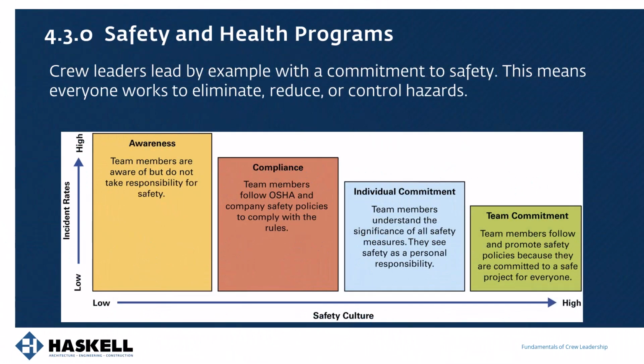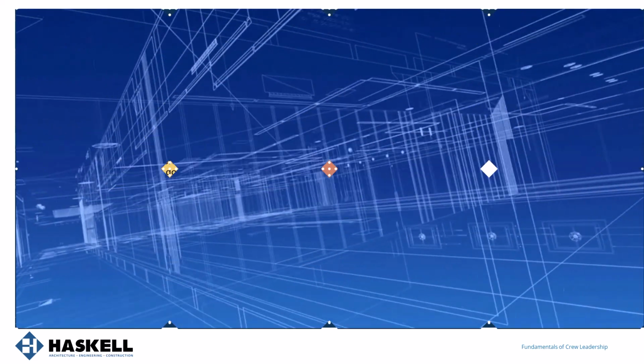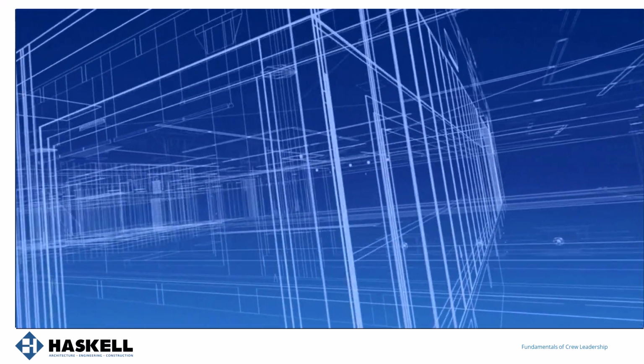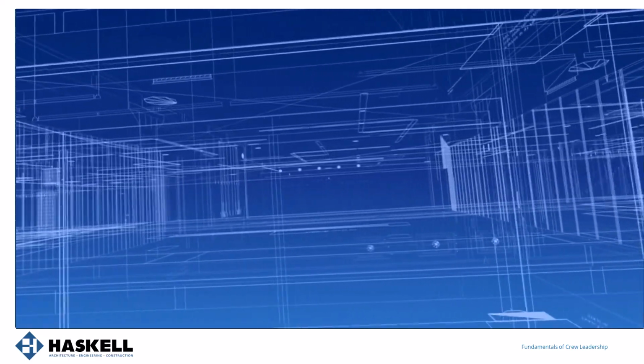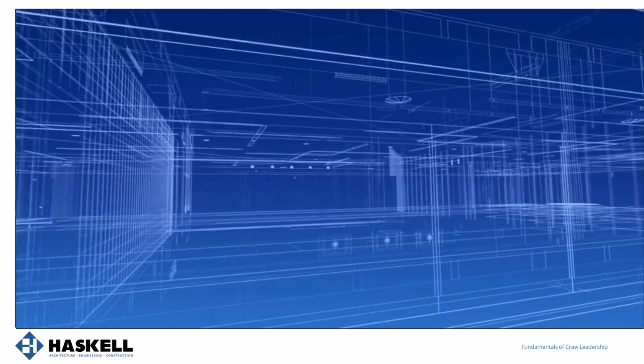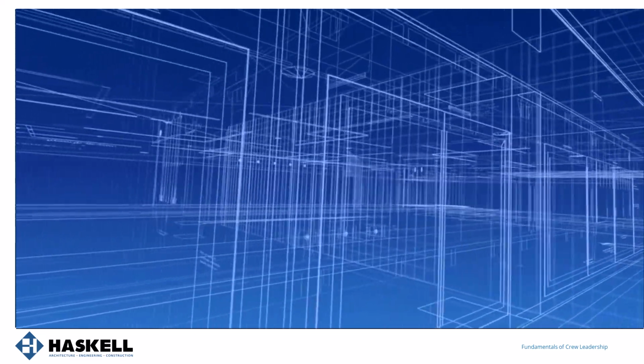Effective safety and health programs are essential in creating a work environment where hazards are systematically eliminated, reduced, and controlled. Safety and health programs provide a structured approach to identifying and mitigating risks in the workplace. As crew leaders, your role in implementing and maintaining these programs is vital in ensuring the safety and well-being of your team. The first step in any safety and health program is to eliminate hazards whenever possible. This involves integrating safety considerations into the design and planning stages of projects to avoid introducing hazards, replacing hazardous materials or processes with safer alternatives.